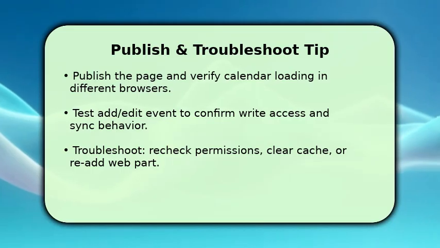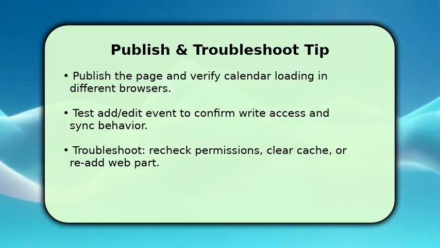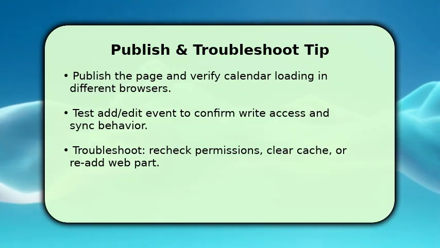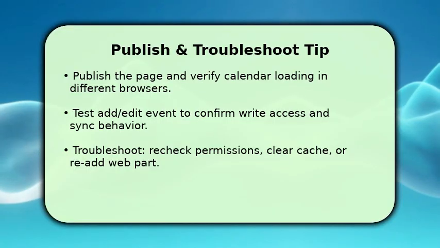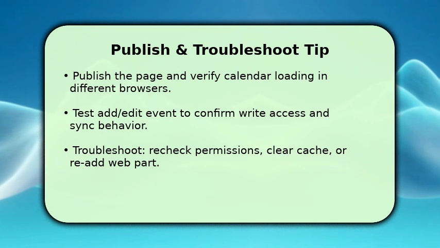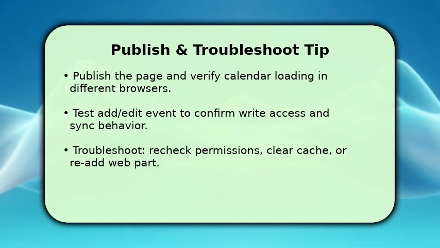If something fails, make sure the calendar's sharing settings and site permissions match. Clear browser cache and sign out and in to force token refresh. As a final step, remove and re-add the web part to reset its connection. That single troubleshooting tip, recheck permissions first, solves most issues.